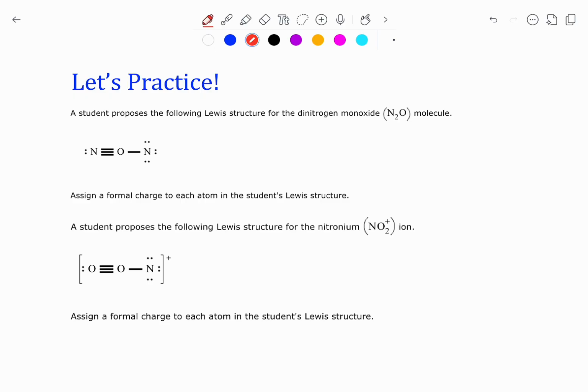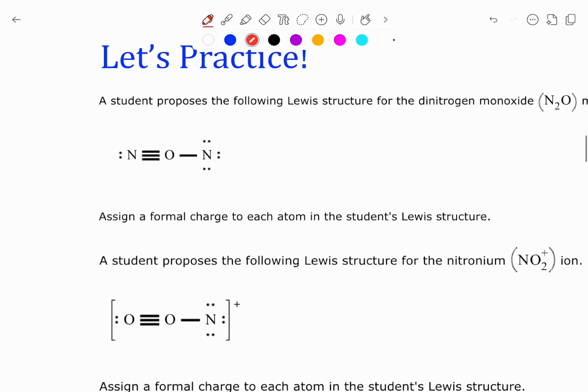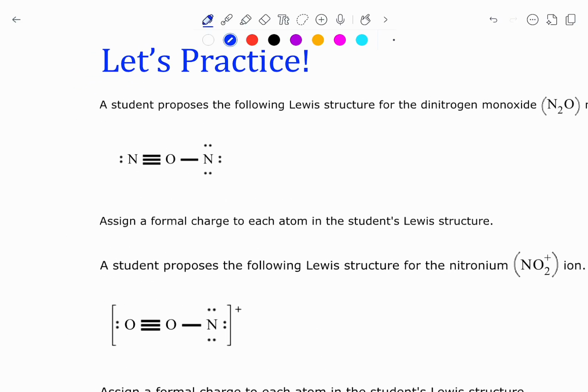Okay, let's come back together and practice this, and let's see if your answers match mine. So let's look at this first one, N2O. I'm going to try to write it as small as possible. Let's do this first nitrogen. Nitrogen has 5 valence electrons. I'm going to subtract my associated. I have 2 lone pairs, 1, 2, 3, 4, 5, 6 electrons. Bonded electrons divided by 2. So we get 5 minus 5 is equal to 0. So that nitrogen has a formal charge of 0.